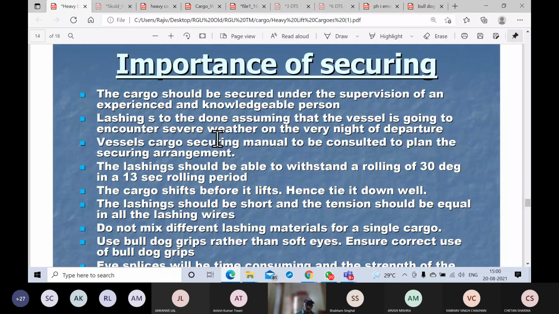This is why you, as chief officer, will have to take care that lashing is done properly. Do not leave the berth. The lashing gang cannot depart until you say that the lashing is done. So keep on insisting on securing.